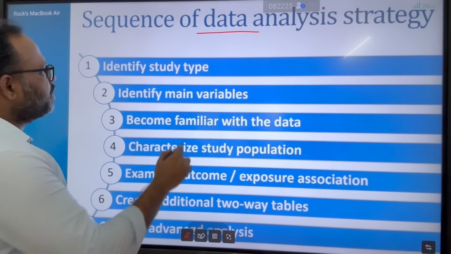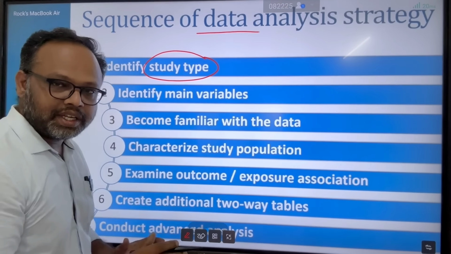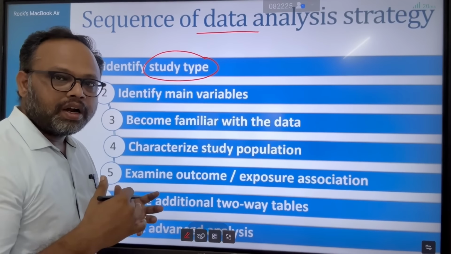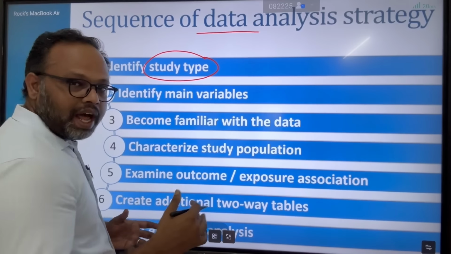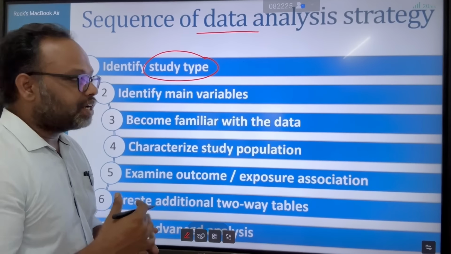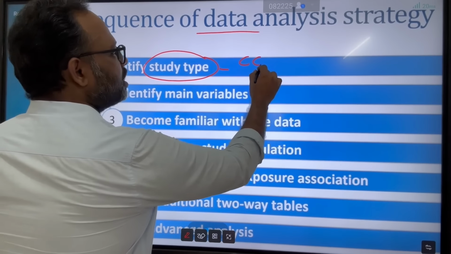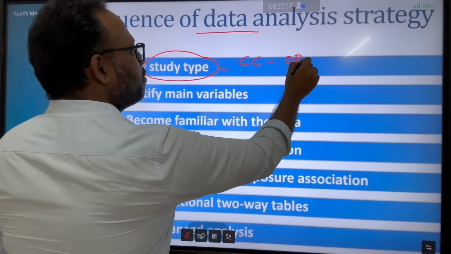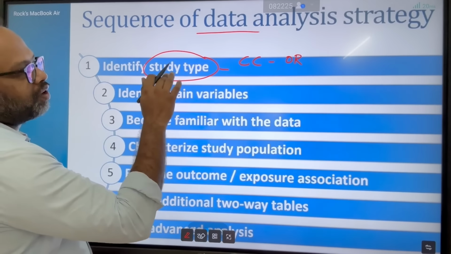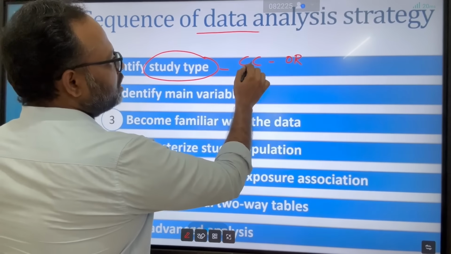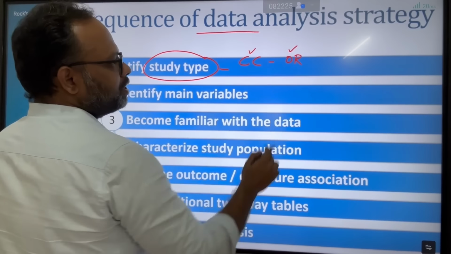We should identify the design of the study, whether it is a case control study, cohort study, or cross-sectional study. Then we will identify parameters specific to that study design. Let's say case control study, we have odds ratio as the parameter of study. So in our mind, for the data analysis purpose, we should think about the study design and the parameters of importance.